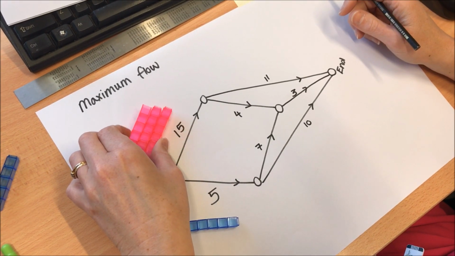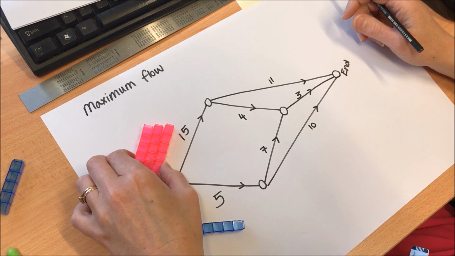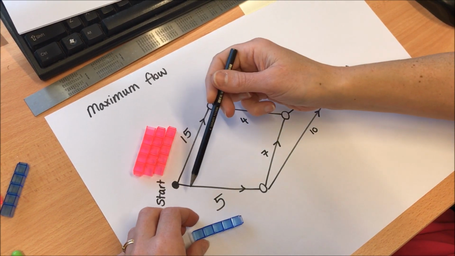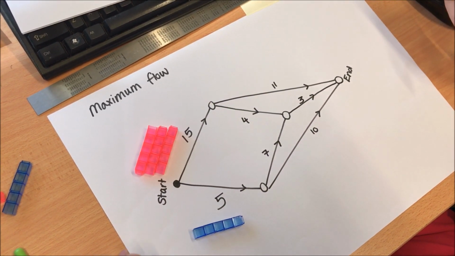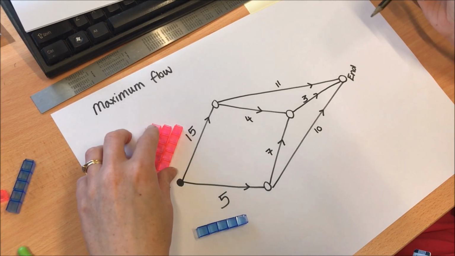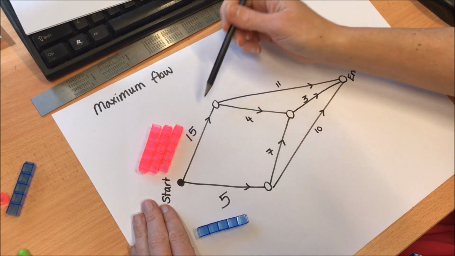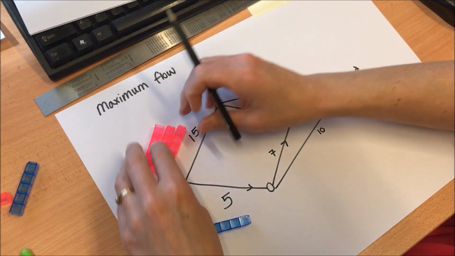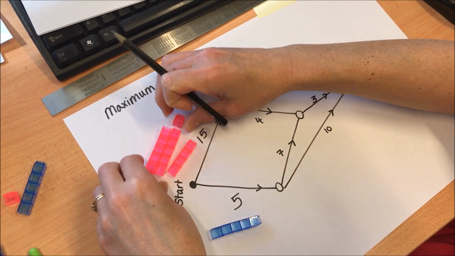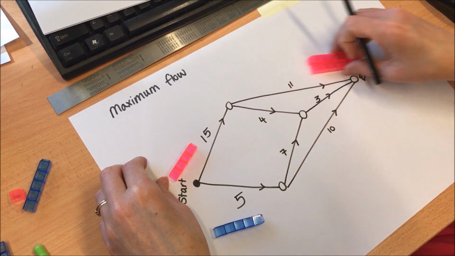Now we have got 15 cubes that we want to move from this end to this end, and 5 that we want to move on here, and we're going to see how many we can move. So straight away we can see we've got 15 here and 11, so we can move 11 of the cubes all the way to the end.